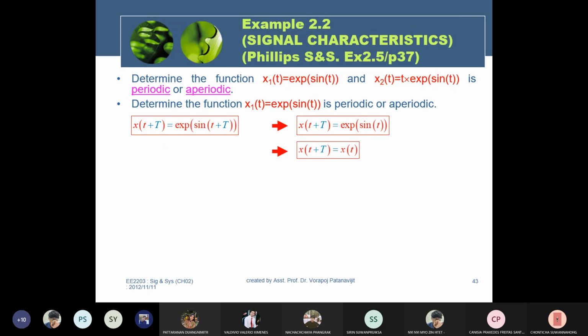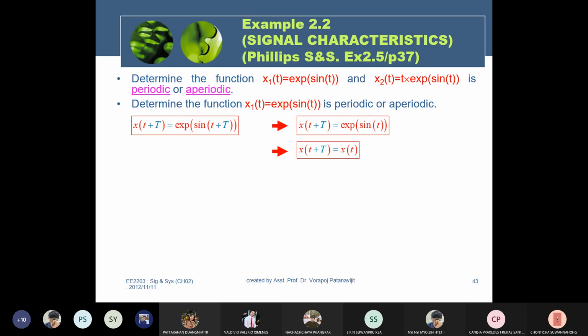Okay? Therefore, this term and this term, you can simplify them to be sin t because it's periodic, right? After you simplify them, you see them, okay? If sin t is here, it's still equal to the original one or not? Yes, right? Equal to the original one. Therefore, in this case, x1, when you shift them, it's still identical to the original. This means the signal is periodic.